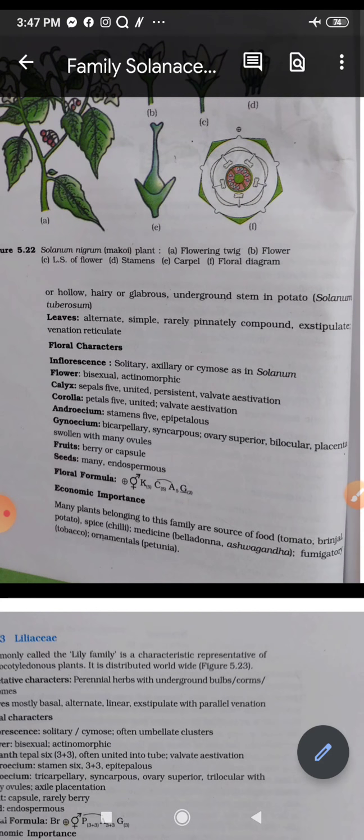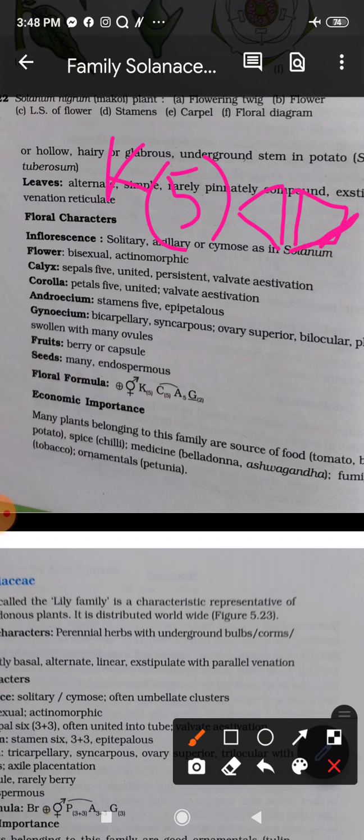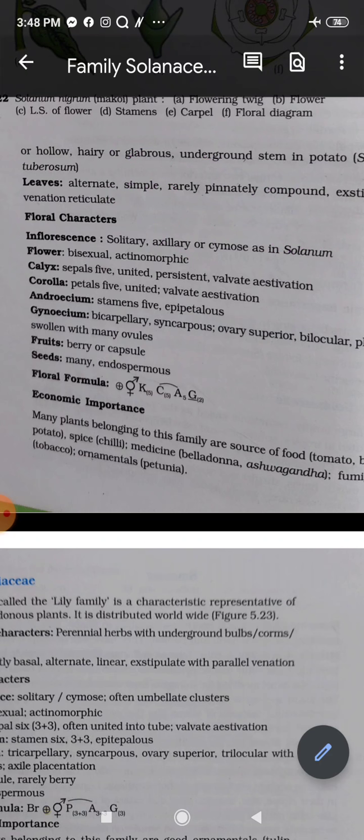Then we come to the calyx. It says here calyx are sepals and calyx are represented by an alphabet capital K. Right? They are 5 in number. They are united. Right? They are persistent means throughout life they exist, and they show valvate estivation. Valvate estivation means marginal. Right? The sepals are attached to one to another sepal. The margins touch each other, they don't overlap each other. That is valvate estivation.